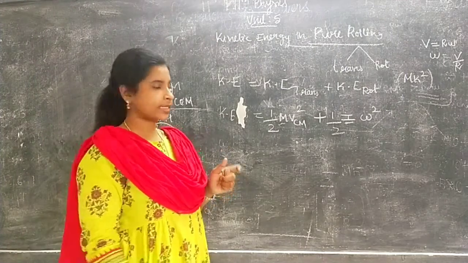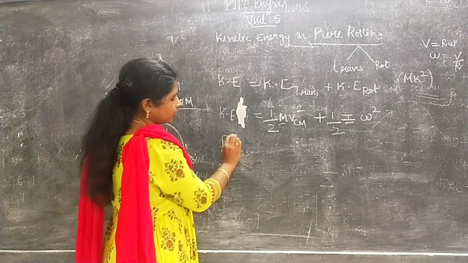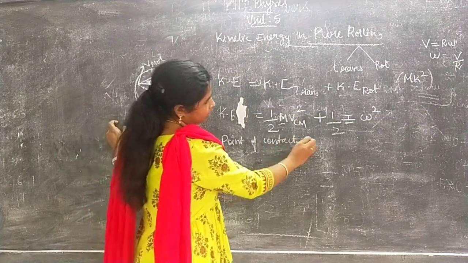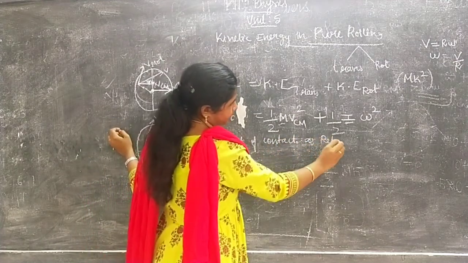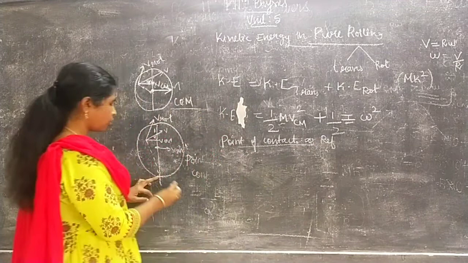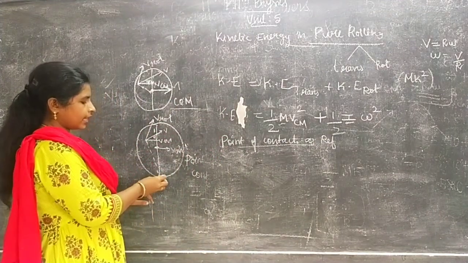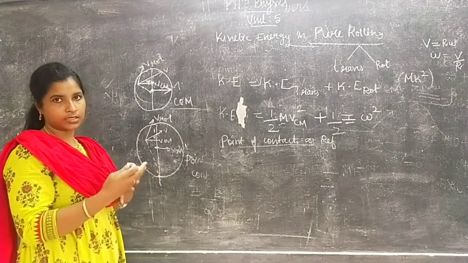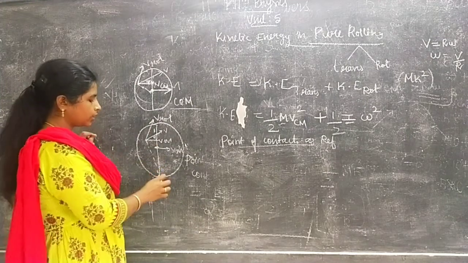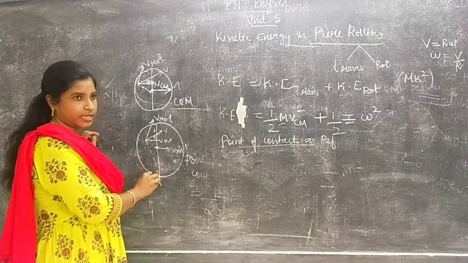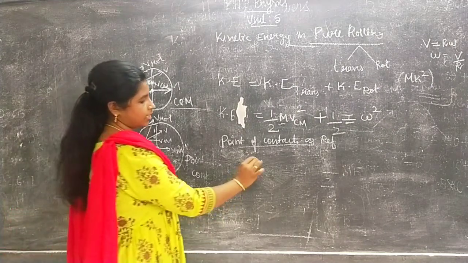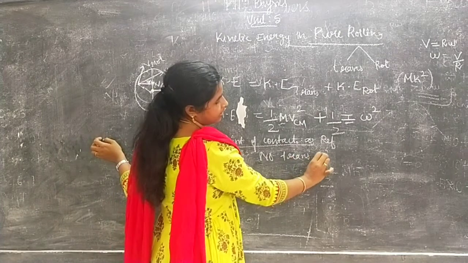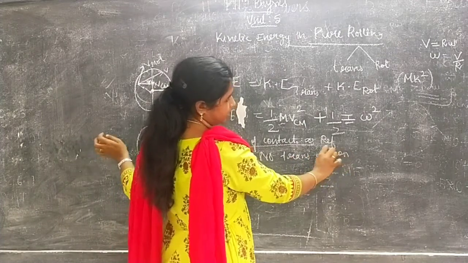So now let us consider the point of contact as reference. When we take the point of contact as reference, there will be rotation. There is no translational motion. So what is happening here? There is only rotational motion and there is no translational motion. Translational motion is not there, only rotational motion.